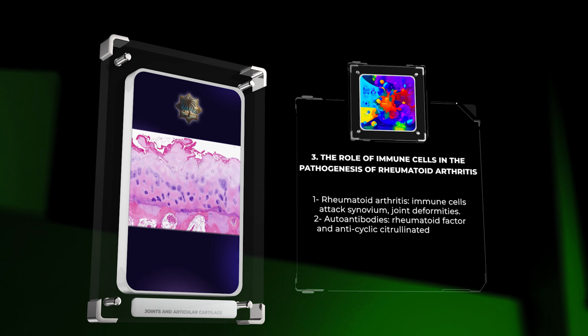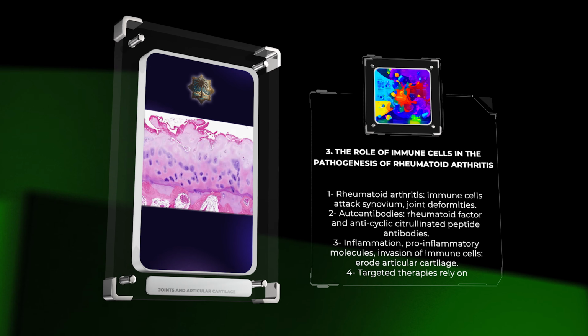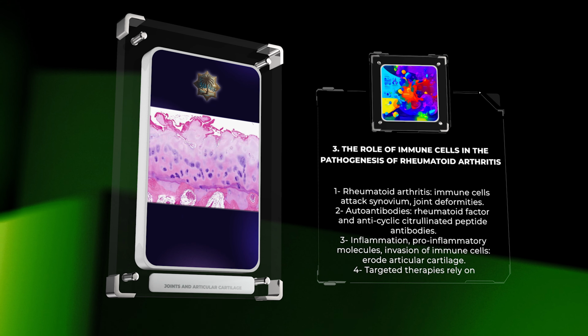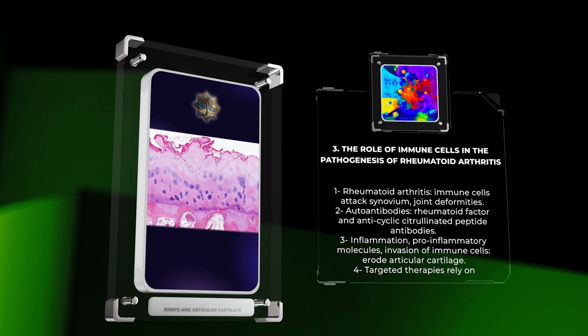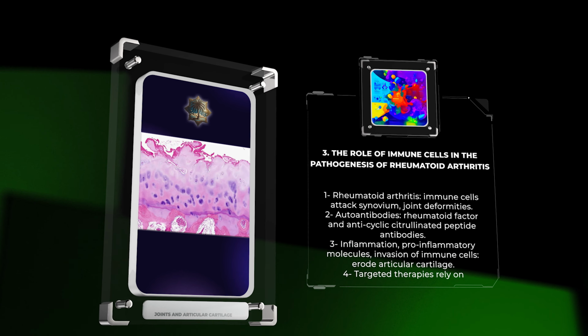Rheumatoid arthritis is caused by immune cells attacking the synovium, leading to joint deformities. Autoantibodies like rheumatoid factor and anti-cyclic citrullinated peptide antibodies exacerbate inflammation. This prompts the release of pro-inflammatory molecules and the invasion of immune cells, eroding articular cartilage. Targeted therapies rely on understanding these dynamics.